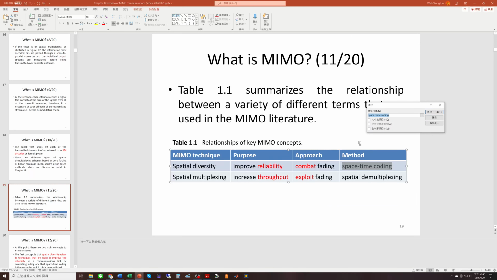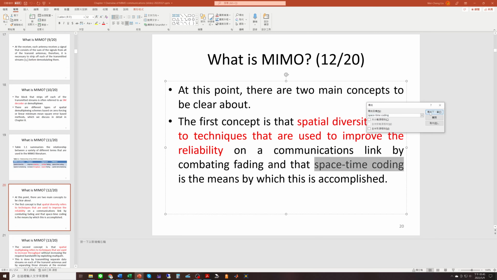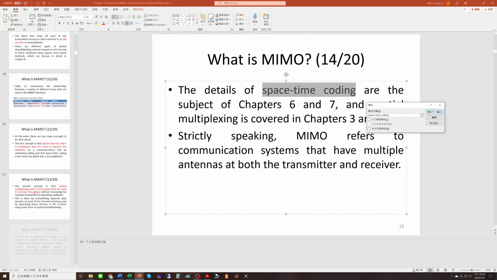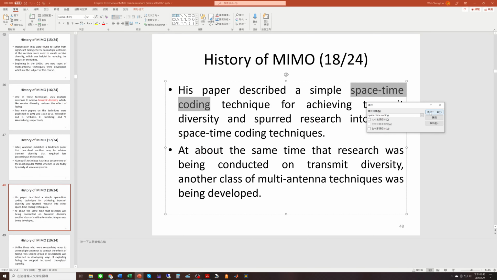Let us search for the next. Page 20. There are many space-time codings. If you want to know more, please review the slides of chapter 1. Let us go back to the slides of chapter 3.